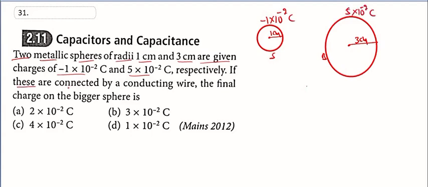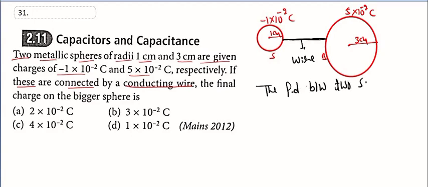If these are connected by a connecting wire, you have to connect them by the connecting wire. So what happens when they are connected by a wire? When it is connected by the wire, the potential difference between the two spheres is the same.